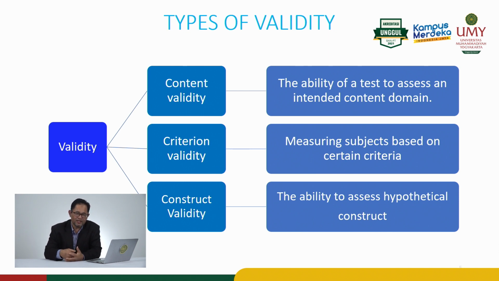And then the last one is construct validity. Construct validity is the ability of the instrument to assess a hypothetical construct. For instance, if you would like to measure motivation, motivation contains two constructs: intrinsic and extrinsic. So if your instrument has construct validity, it must measure internal motivation and external motivation. If your instrument for measuring motivation contains only questions to measure the internal one, and does not contain the external, it means that your instrument has no construct validity.